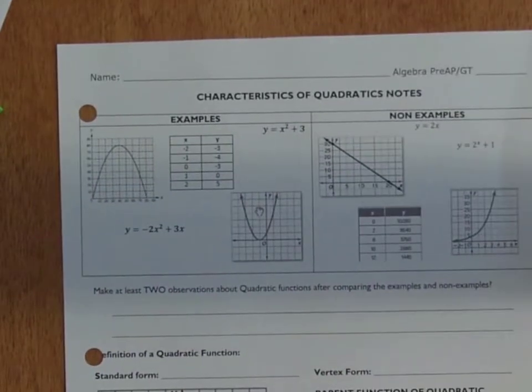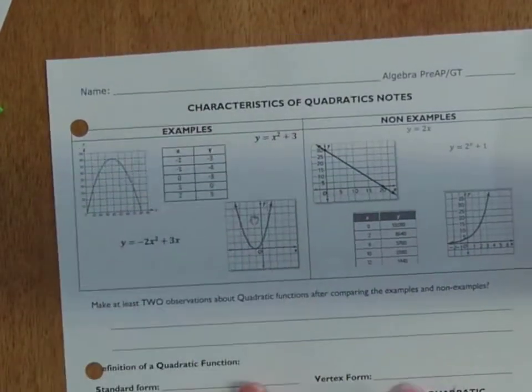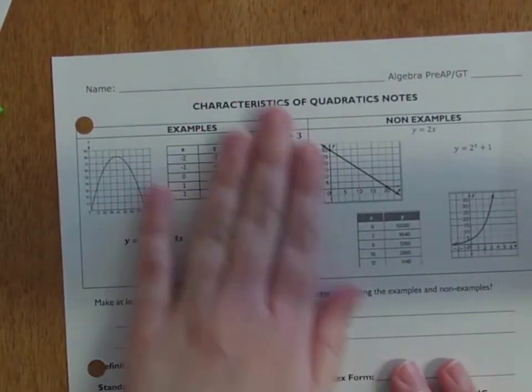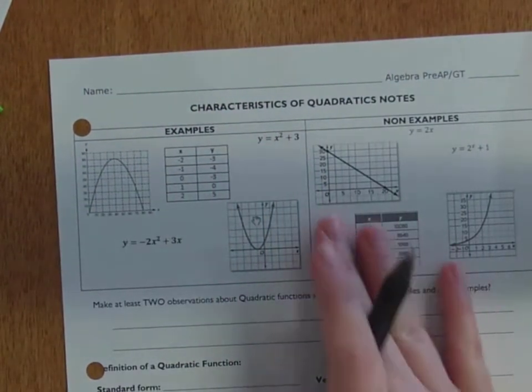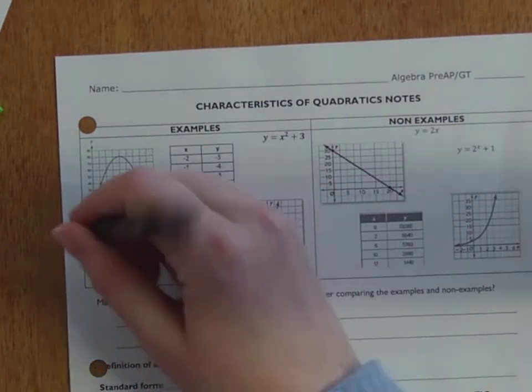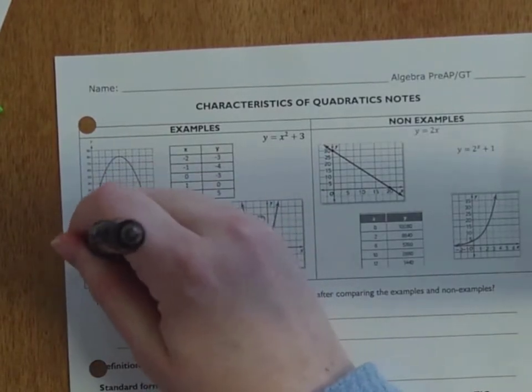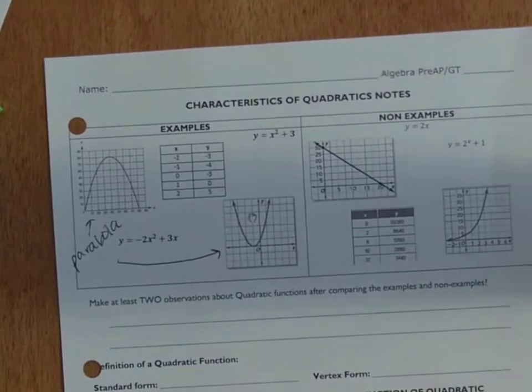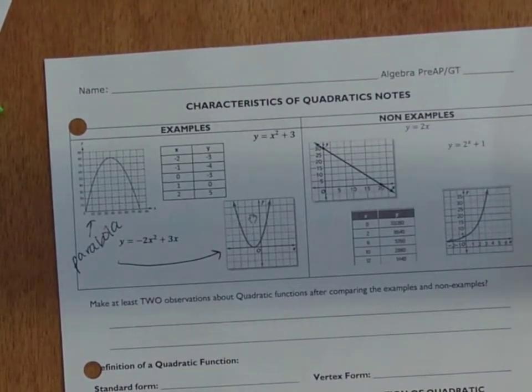So we're going to start talking about quadratics by looking at examples and non-examples. So with your eyes, tell me something that a quadratic is or something that a quadratic is not. Andrea. A quadratic is a parabola. We see parabolas. The parabola is the graph of a quadratic. That is something it is.